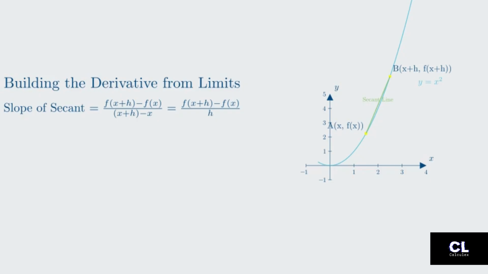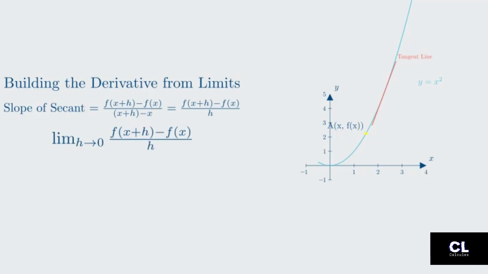So, we start getting close. We move point B closer and closer to point A. Visually, the secant line starts to rotate. As the distance h between our 2 points shrinks towards 0, our secant line starts to look more and more like the tangent line. Mathematically, we express this idea of shrinking towards 0 using a limit. We take the limit of our secant slope formula as h approaches 0. This is the formal definition of the derivative.